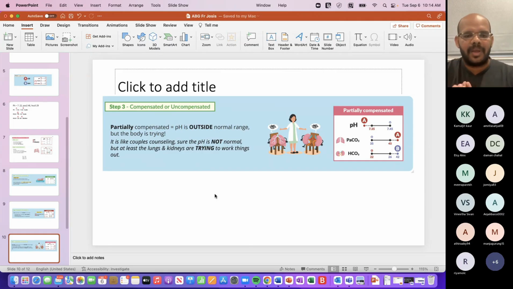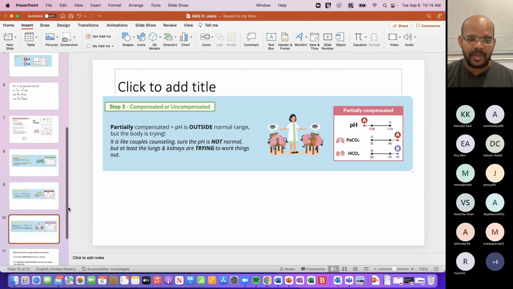So the problem may be because of the lungs. The patient is having acidosis, maybe because of the lung. So what happened? To bring that acidosis to the normal range, your kidney has started to compensate. So that is why you can see all three, pH, PCO2 and bicarb, are abnormal.